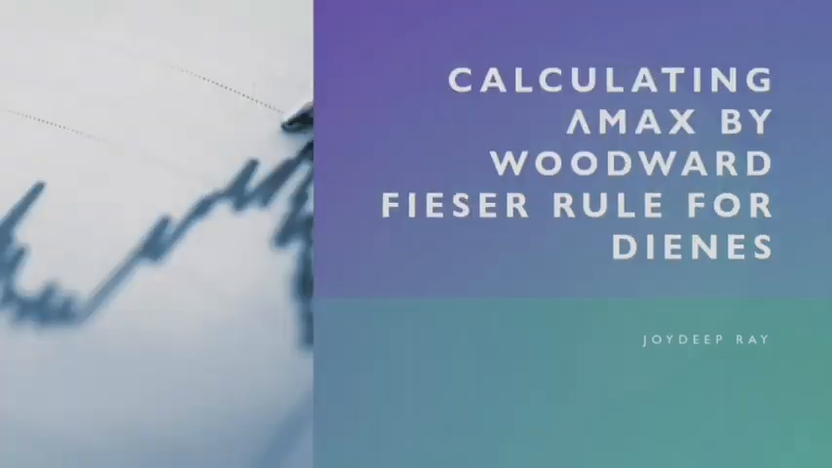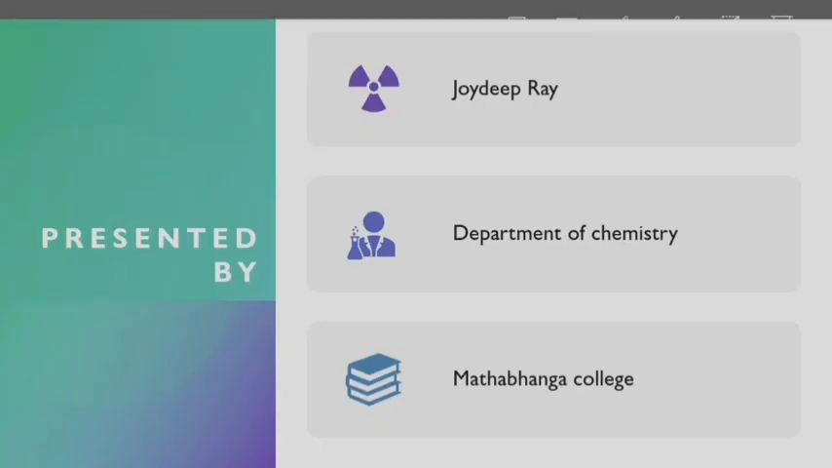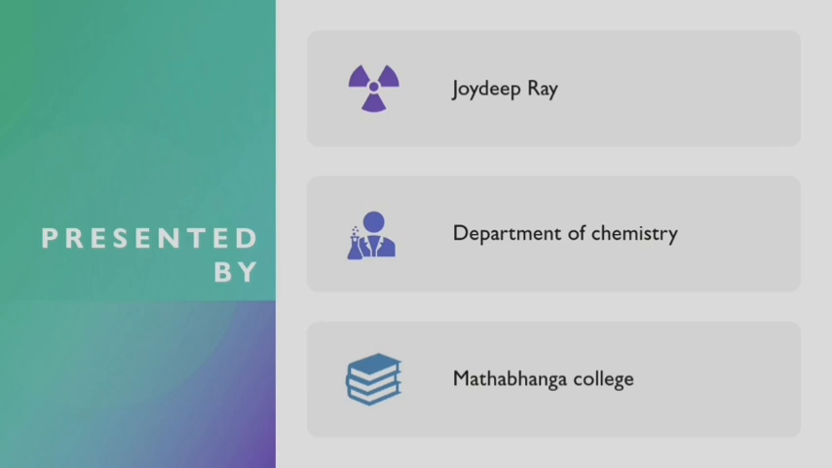Today we are going to discuss the calculation of lambda max by the Woodward-Fieser rule for conjugated dienes. I am Joydeep Roy from the Department of Chemistry, Mathabhanga College.